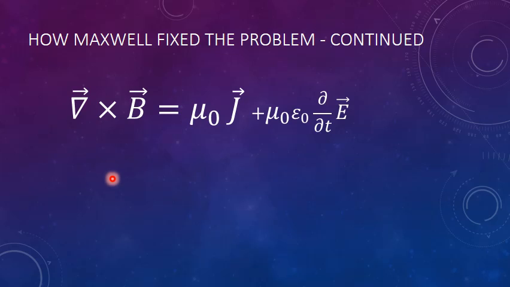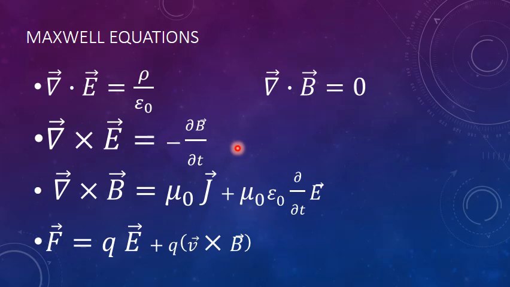This kind of linked all the laws together into this representation. You've got Gauss's law here that didn't change. You've got no magnetic monopoles that didn't change. But now you've got the full version of Faraday's law, that a changing B field can create an electric field. A changing B field in time can create an electric field.